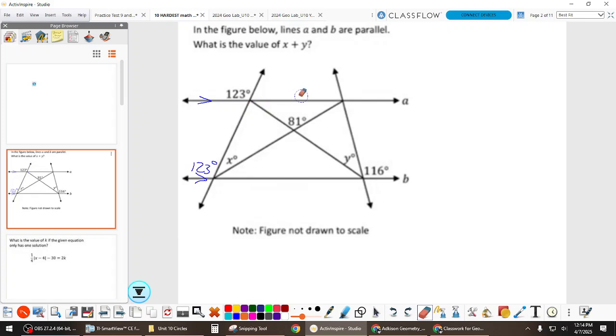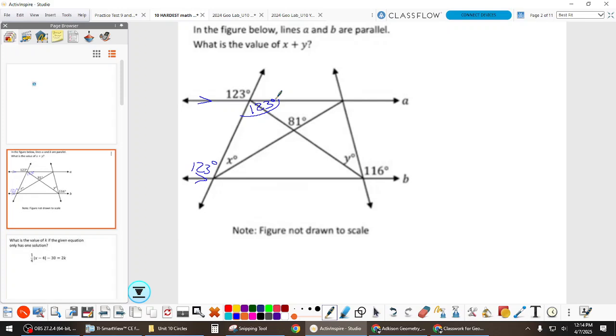Like I agree with ammo. Those kind of look like they could be congruent. And so figures can tempt you to think that. Don't fall for that trap, right? We have to know things in order to mark things. So it's okay to say that whole angle is 123, but don't split it in half.